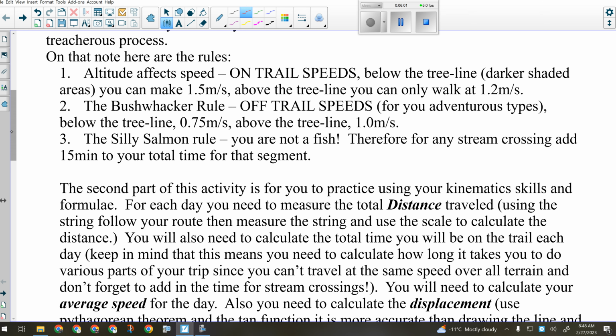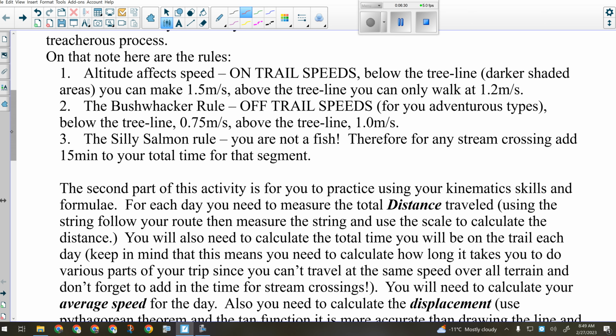The bushwhacker rule. If you go off trail and you are below the tree line, you can only walk at 0.75 meters per second because there's going to be stuff in your way. If you are above the tree line, you can walk at 1 meter per second. How come you can walk faster above the tree line? Because you're not trying to walk through trees. It's more of a straight line. Exactly. There's no trees now. Once you're above the tree line, it doesn't really matter. It's more about altitude and you don't have a packed trail to walk on.